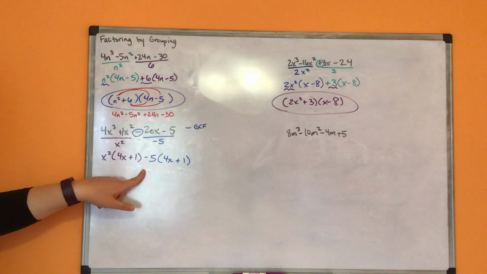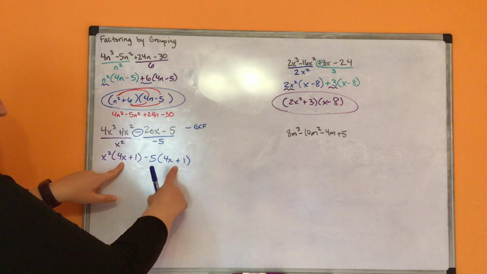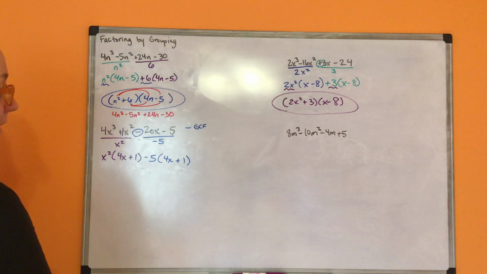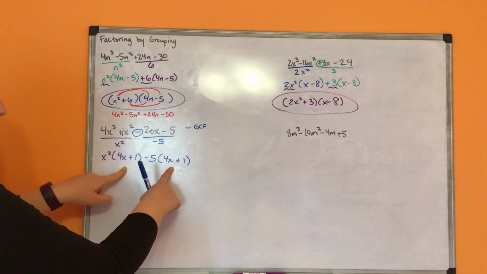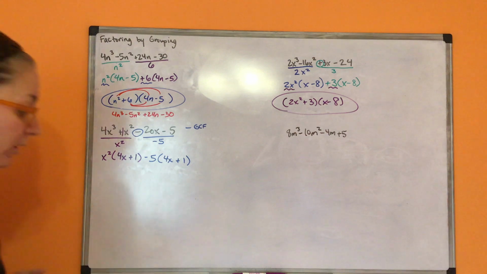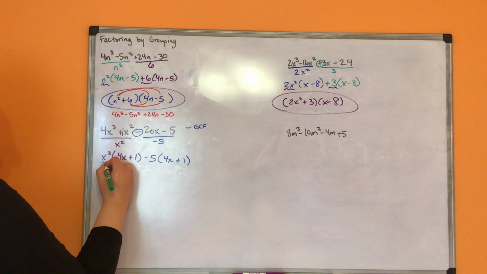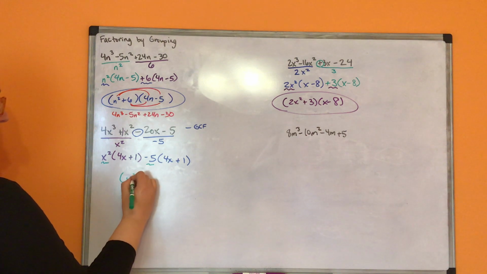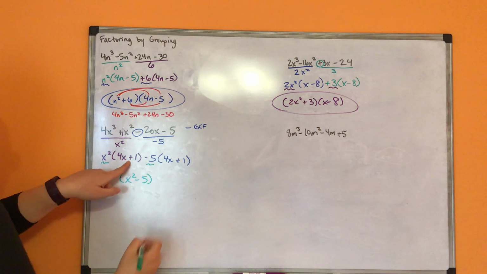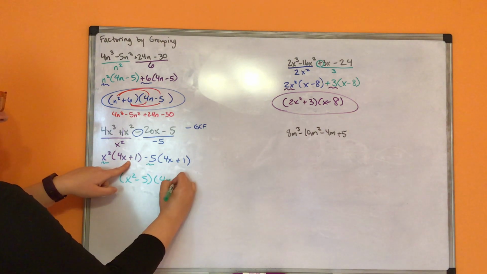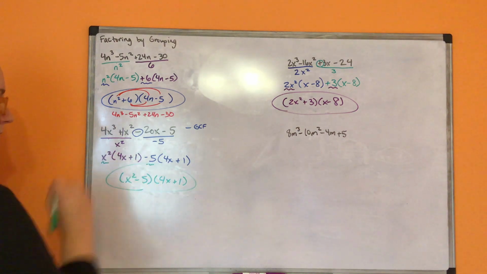If I wouldn't have made this a negative 5, then this and this would not have matched. However, since we made it a negative 5, these match, which means we can factor by grouping. So, final answer is going to look like our 2 GCFs, x squared minus 5, times our repeated factor, 4x plus 1.